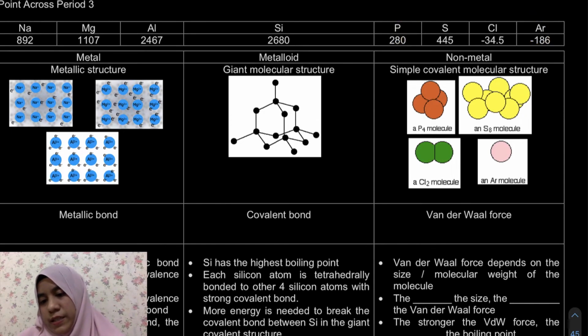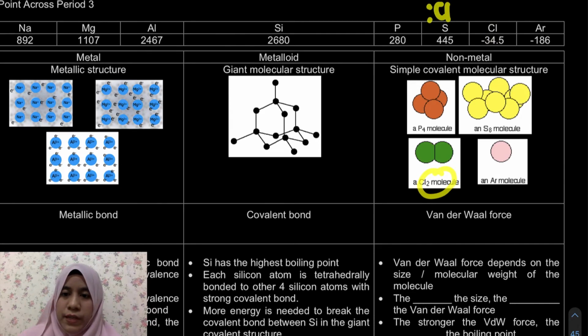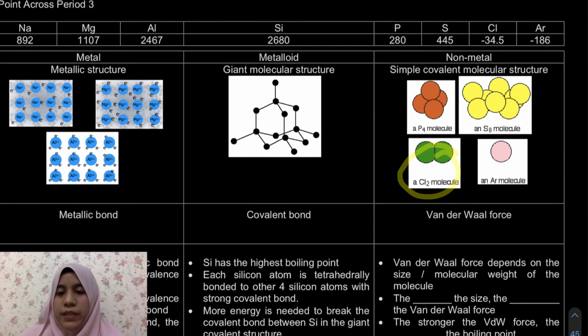So, these are actually our non-metals. And these are our non-polar molecules. Okay, so argon, which one? Ar molecule, because it has already achieved noble gas configuration. So, Ar molecule. Chlorine exists as Cl2, because each chlorine has 7 valence electrons. So, each chlorine will share 1 valence electron to form Cl2. Okay, sulfur forms a stable structure, which is actually S8 molecule. Our phosphorus is P4.